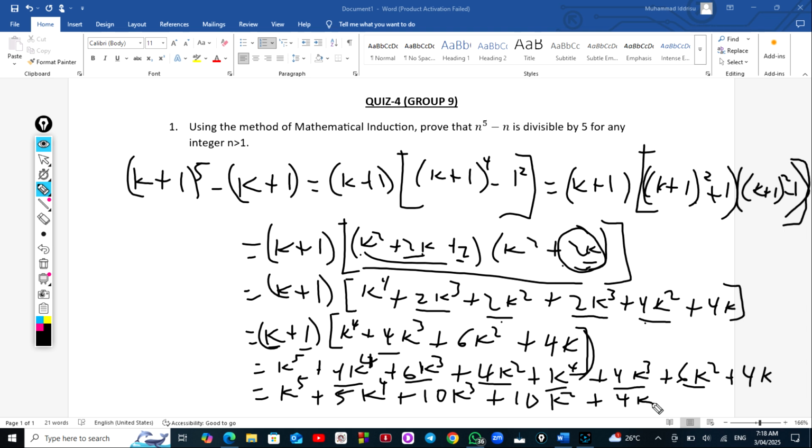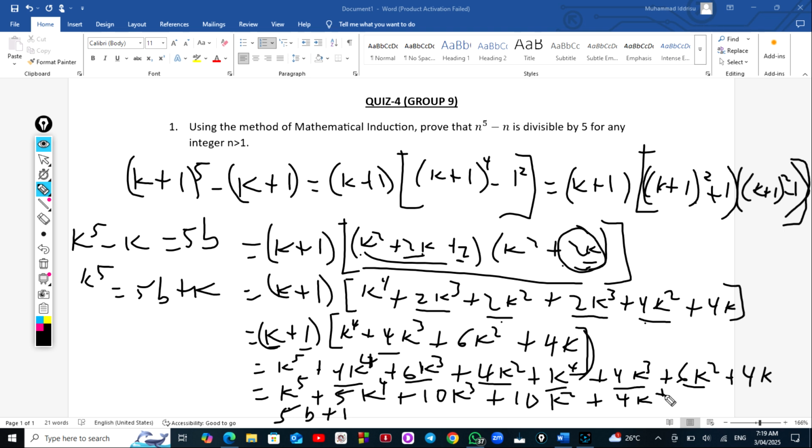But from our induction hypothesis, we know that k to the power 5 minus k gives us what? 5, some 5 multiplying maybe a or b. Okay, 5 multiplying b. So making k to the power 5 the subject, we have 5b plus k. You see, so we can bring it here. So some 5b. Okay, so in place of k to the power 5, we can write 5b plus k. If you agree with me, I will just keep the k and add it to the 4k.